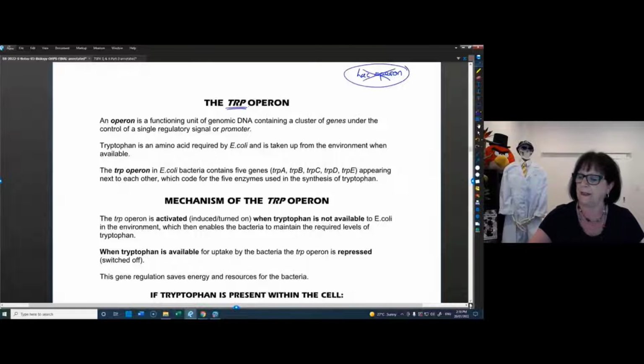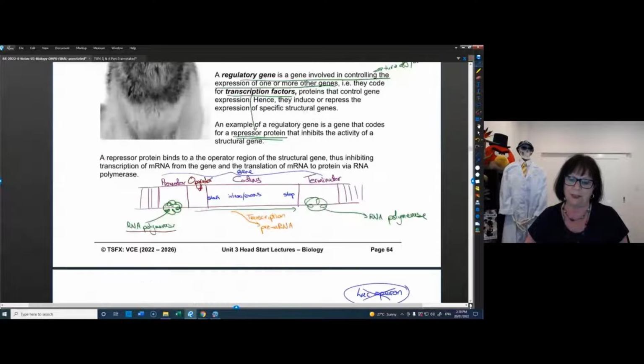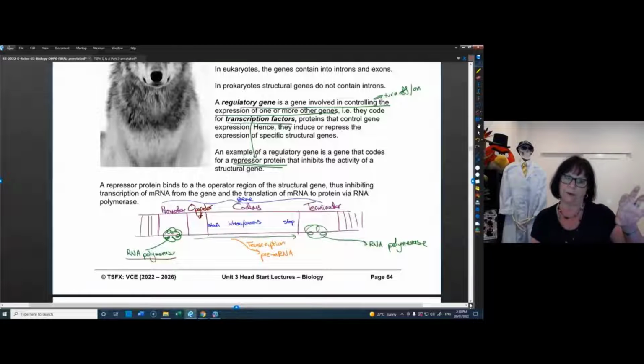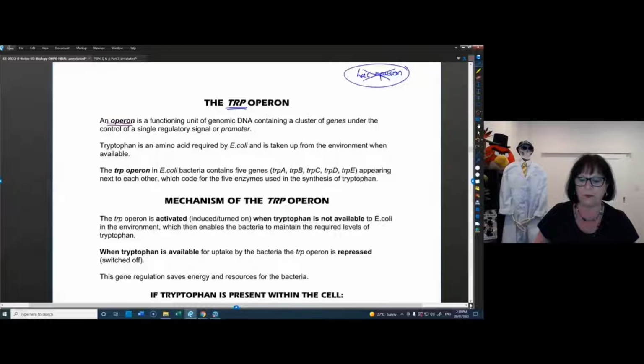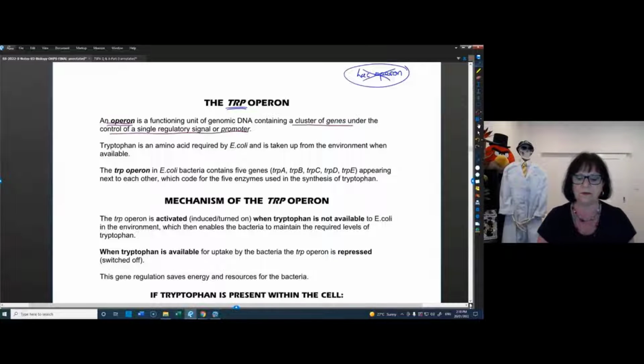All right, so here's a few little bits of work. What is an operon? Now, in my picture here, I've got a gene with the promoter, operator, gene, terminator. That is not an operon. An operon is where you have a cluster of genes under the control of a single promoter region.